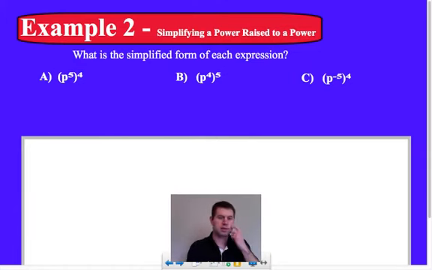Okay, so example number 2, go ahead and do those. I will tell you on C, make sure that you're simplifying fully.